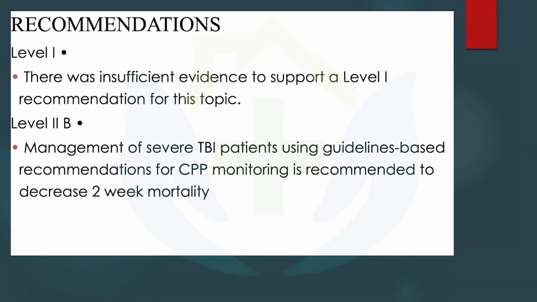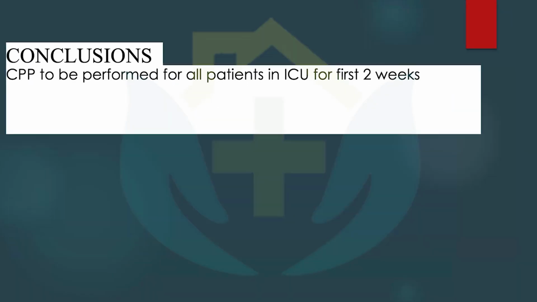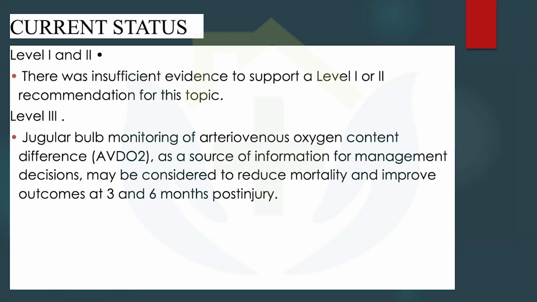Management using guideline recommendation: CPP monitoring is recommended to decrease 2 weeks mortality. How will you monitor the cerebral perfusion or the cerebral parenchyma here? There is no grade 1 recommendation. You can use something known as jugular venous oxygenation, bulb oximetry. This is just like a central line which is put through the internal jugular vein and then put retrograde towards the jugular bulb, just beneath the jugular fossa, underlying the inner ear cavity, and this one actually measures the global cerebral oxygenation.